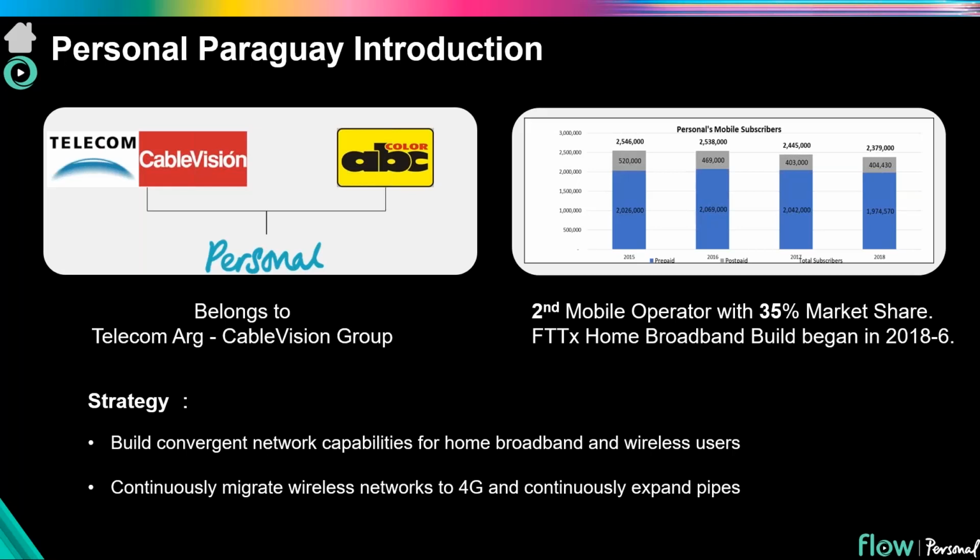It's the second largest mobile operator in Paraguay with a market share of 35%. In order to adapt to the market trend, Personal started the optical fiber network construction from June 2018, entering the home broadband market, increasing fiber network investment, and launched the home broadband and wireless integration businesses.